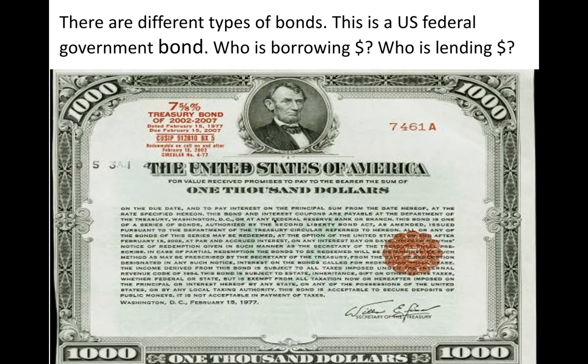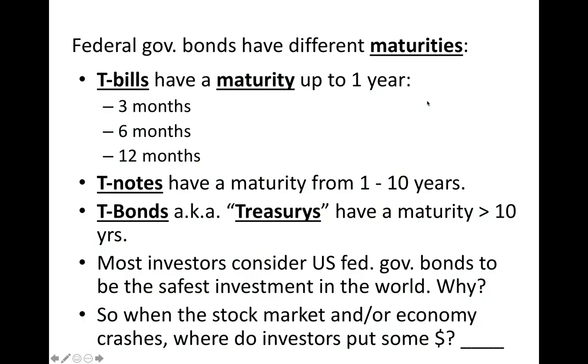All right, there are different types of bonds. This is a U.S. federal government bond. I showed you this before. Who's borrowing the money? The U.S. federal government. Who is lending the money? It could be an individual. It could be a company that has some cash sitting around. It could be a state government. It could be a Mexican business person. It could be the government of Germany wants to park some money in the United States government. Anybody can buy a bond.